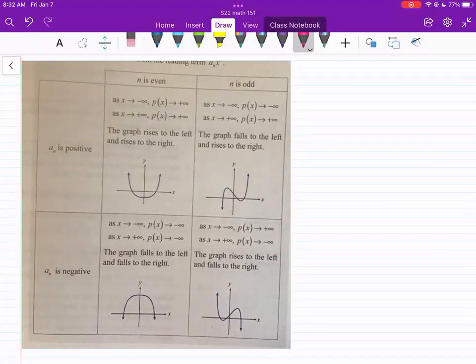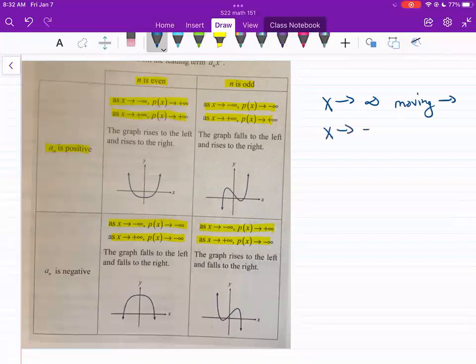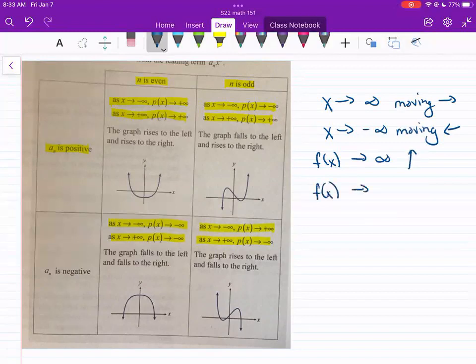Always look at your a sub n first. Once you know whether a sub n is positive or negative, then you can use the even or odd degree. And make sure you understand this terminology in terms of how to explain whether it's going to infinity or negative infinity. Basically, x going to infinity means you're moving right. X going to negative infinity means you're moving left. F of x going to infinity means you're moving up. And f of x going to negative infinity means you're moving down.